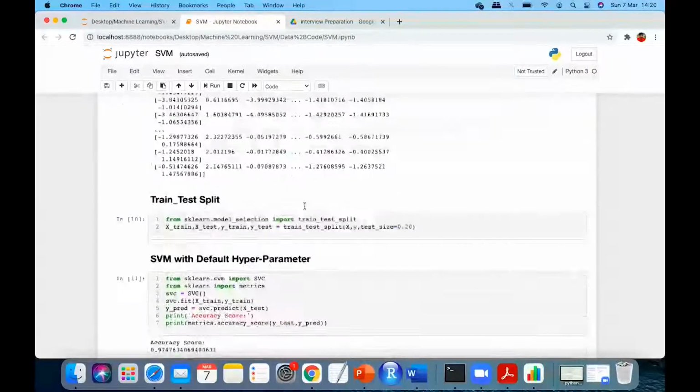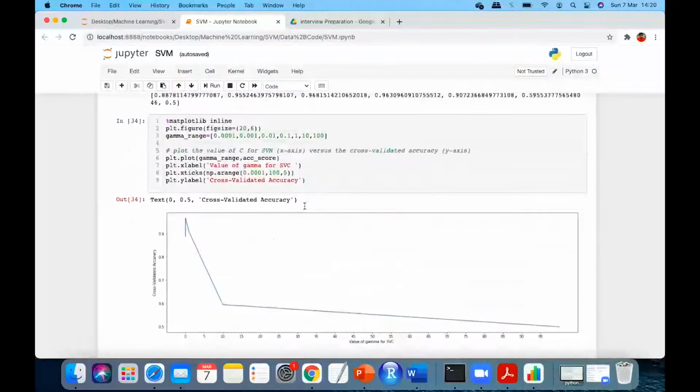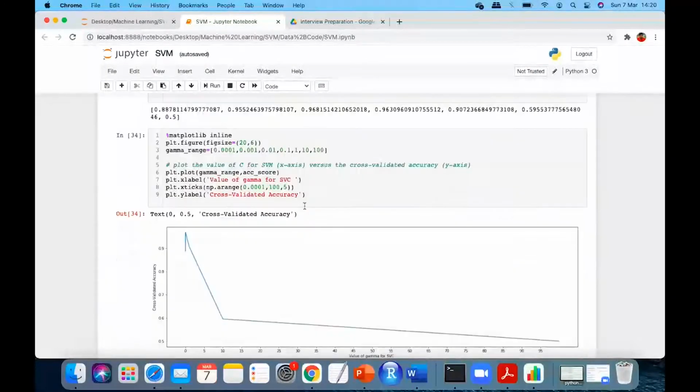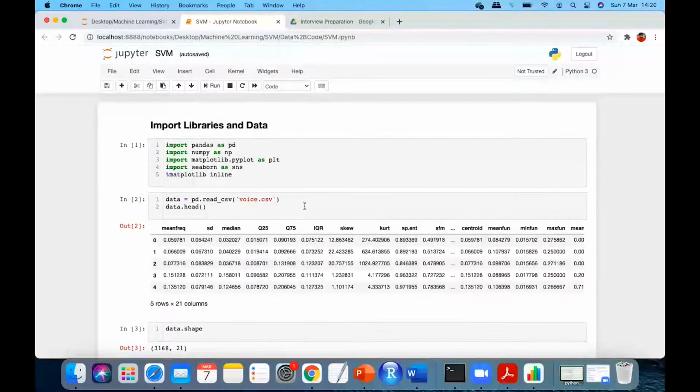Any other questions, concerns? If you don't have any questions, then I think the machine learning part is over.